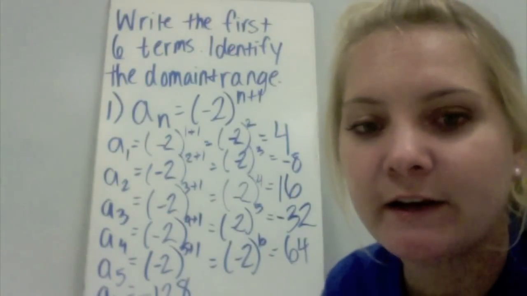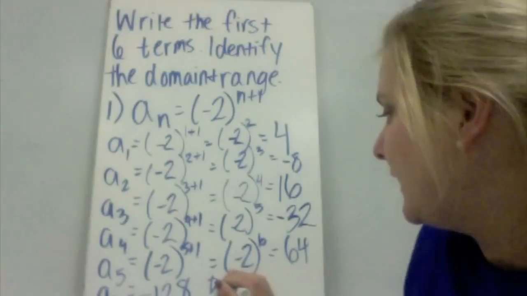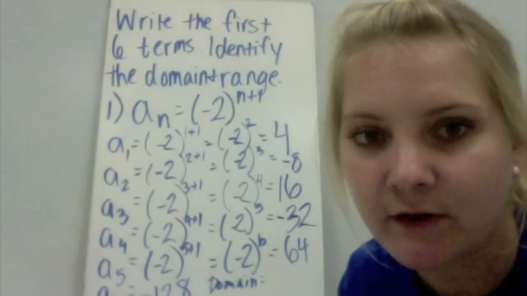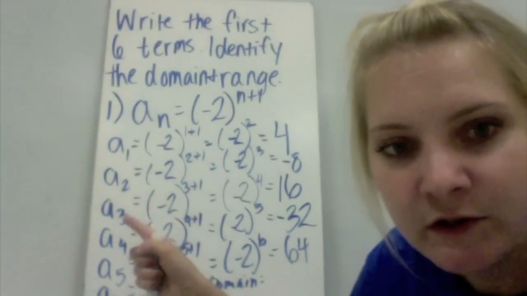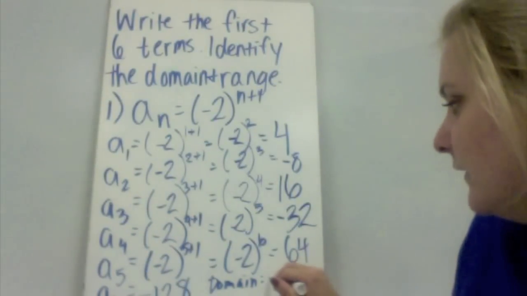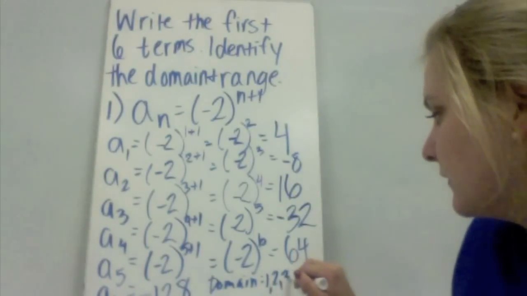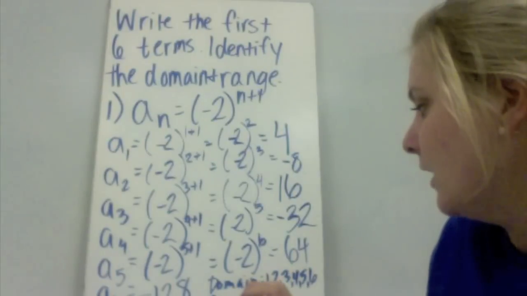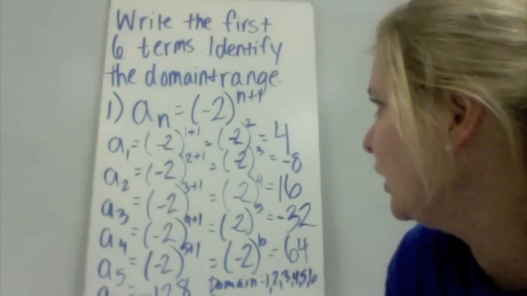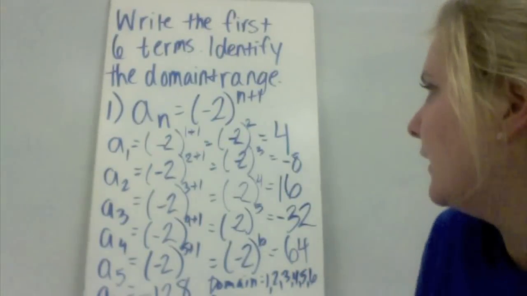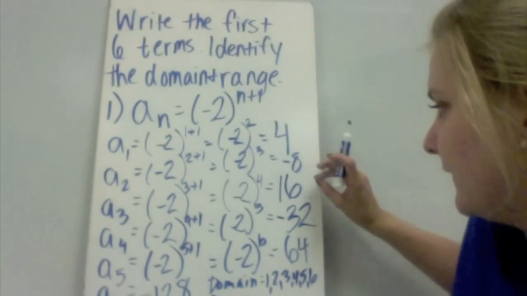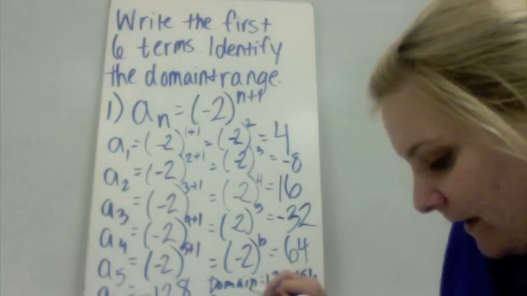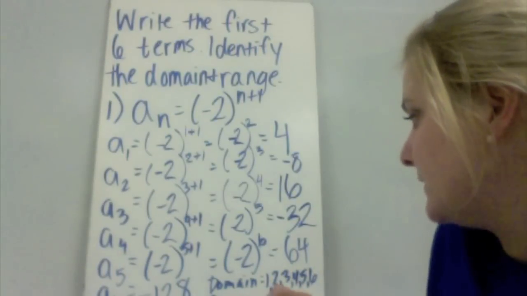So we need to define the domain and range. Now our domain, keep in mind, are our input values, so the values that we input into that function. And we input the values 1, 2, 3, 4, 5, and 6. So our domain, we have 1, 2, 3, 4, 5, 6. Our range are our output values. So our outputs, we have 4, negative 8, 16, negative 32, 64, negative 128. So that is our range.